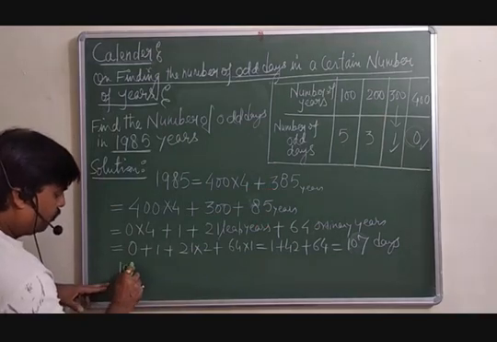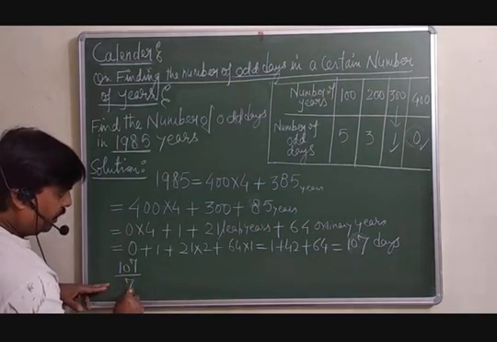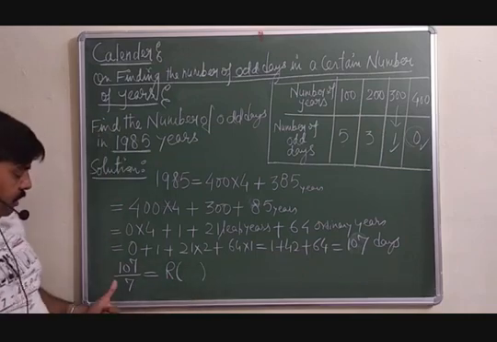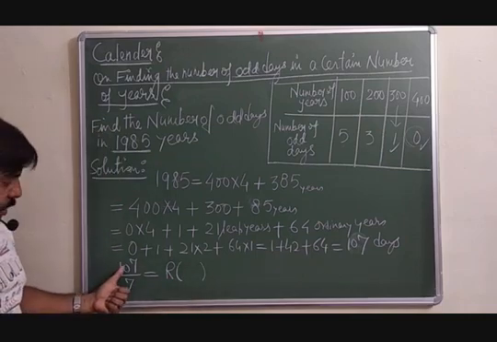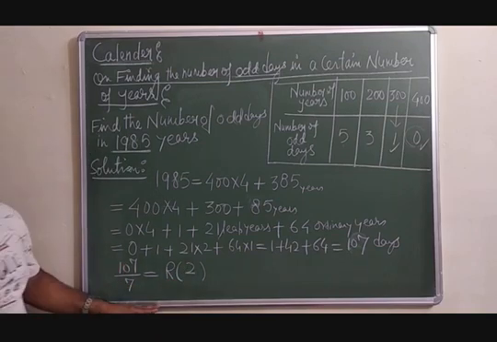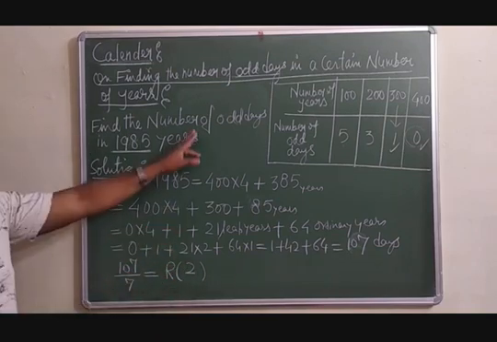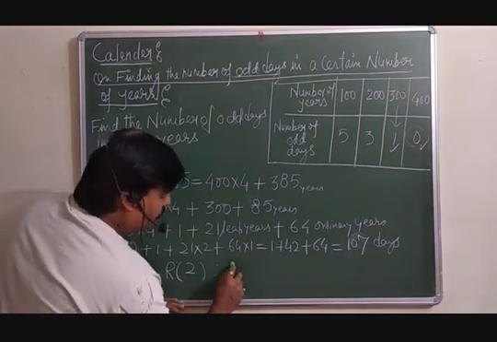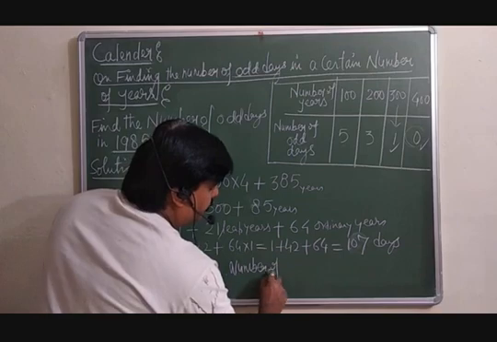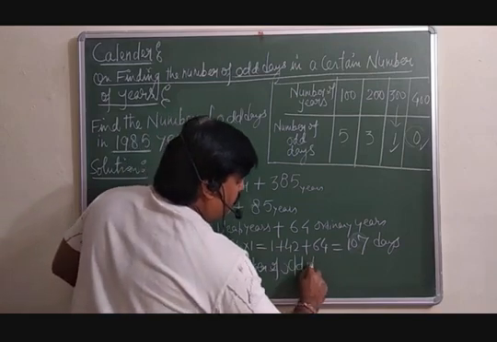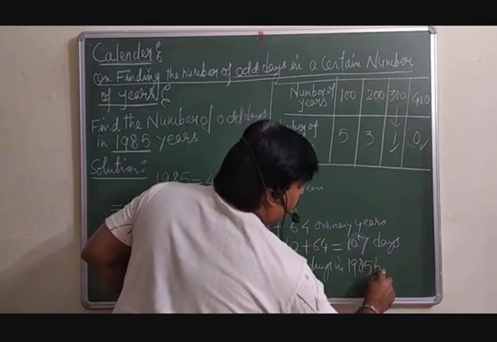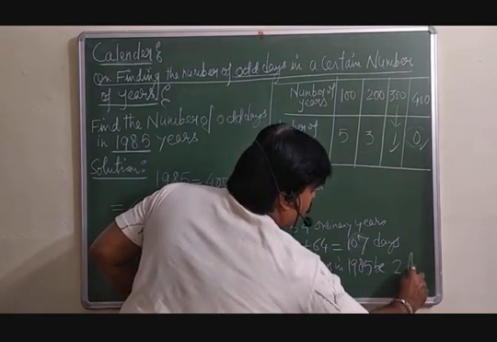So 107 को 7 से divide करिए and whatever will be your remainder, that will give you the total number of odd days. So 7 1 is 7, 7 3 is 21... just 2 days are left. 2 days there only. So the number of odd days in 1985 is 2, and this is your answer.